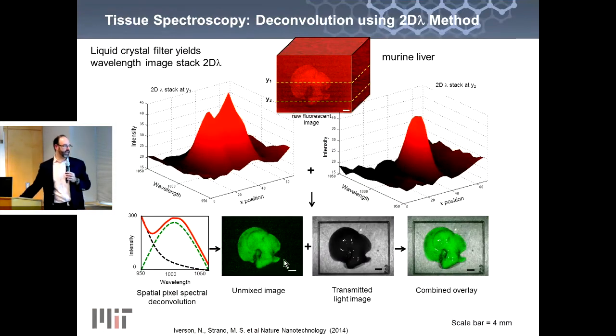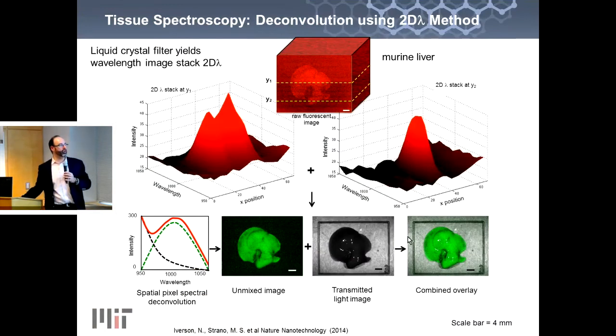And we've been using tissue spectroscopy where we use a liquid crystal tunable filter. Now this is becoming increasingly popular. It's called hyperspectral technology, but it means that you get a 2D image, but at every wavelength. So we call these 2D lambda stacks. So it's a 2D image at each wavelength. You scan through the wavelength using this tunable imaging filter.